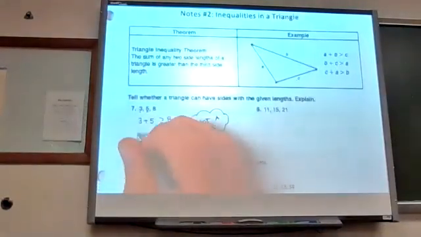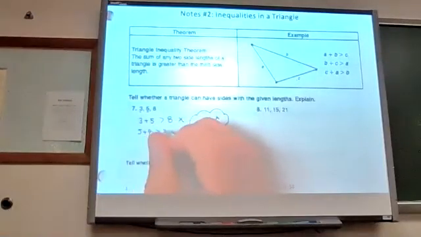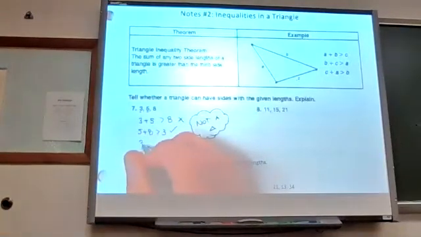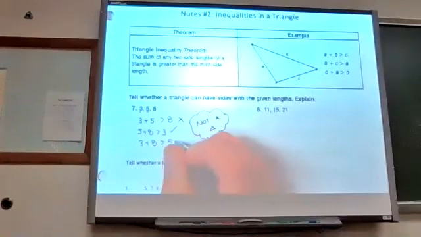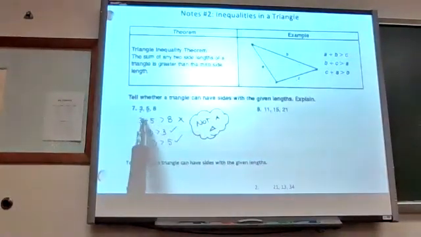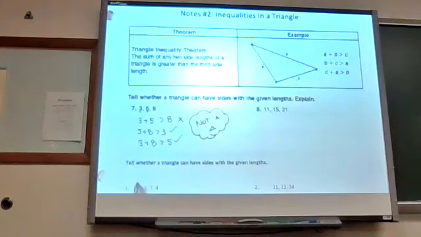I could keep going. The other sides work: 5 and 8 are greater than 3, and 3 and 8 are greater than 5. But typically I start with the two smaller sides. Those always have to be greater than the largest side. That right there is going to tell me if it's a triangle or not.